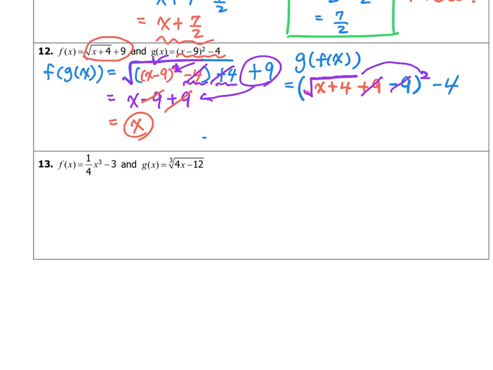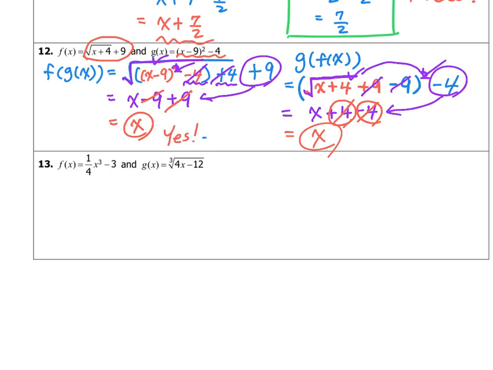Can we cancel them each other? Yes. So it will come out x plus 4 and bring the minus 4 from there. So minus 4. So we will have x itself because 4 and negative 4 will be 0. All right. So both came out x as a result. Yes, they are inverses of each other.